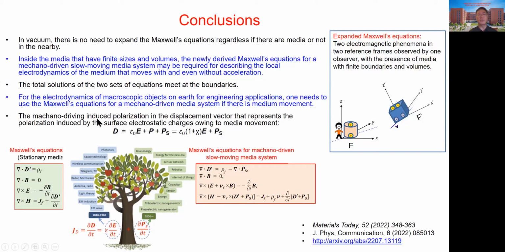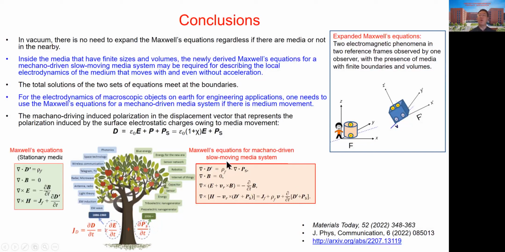So lastly, we introduced the surface mechano-driven medium polarization term, which is the additional term in the displacement vector here. The standard Maxwell equation gives you the electromagnetic wave. The expanded displacement current gives you the theory for nanogenerators, which gives you the output current, voltage and power. And we use the Maxwell equation for mechano-driven system here, which includes the field we generate here.